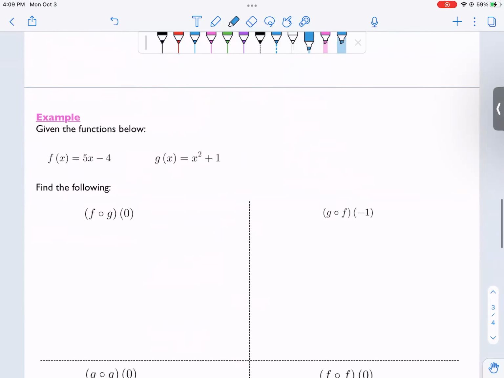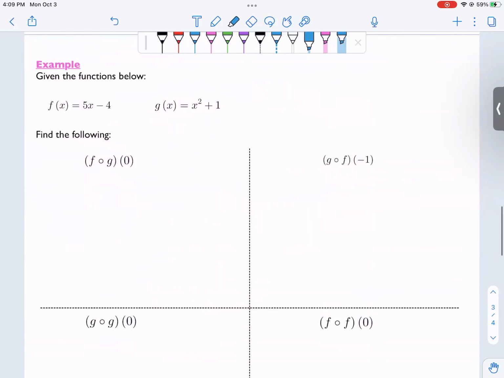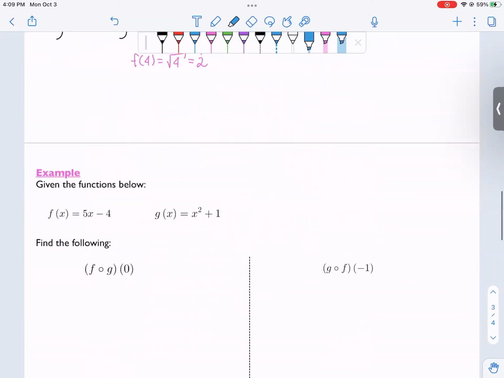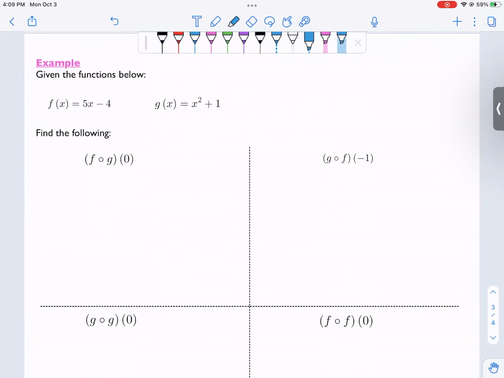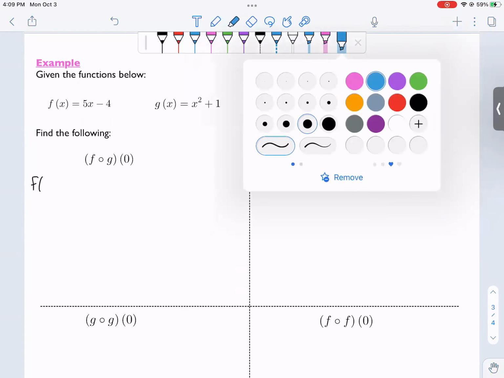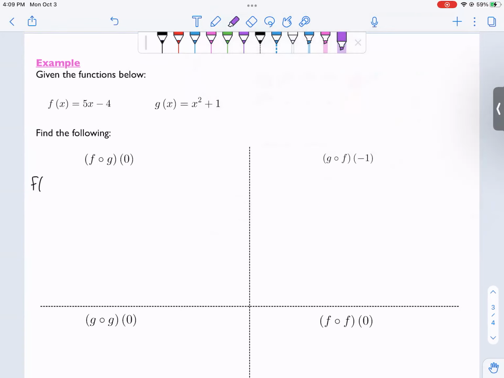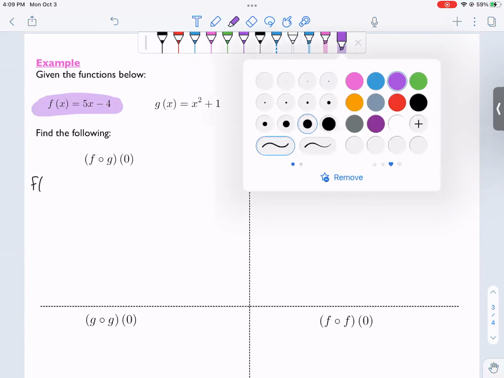I'm going to do a few more examples here. I put some here. If you want to use this time to try these on your own, that would be a good opportunity to do it. For all of these ones, I'm going to use that last method. I'm going to use method 2. So I'm going to be plugging in the inside and then the outside. So f composed with g of 0, that's f of, let's do some highlighting here. Let's use different colors. Let's use purple and green.